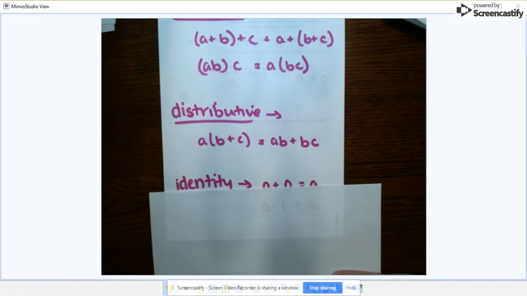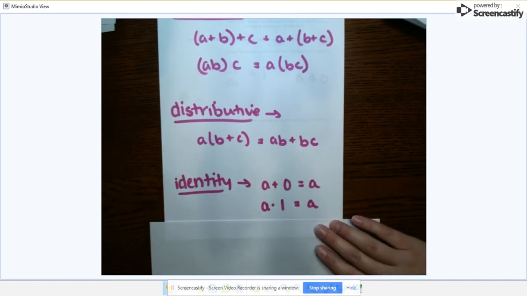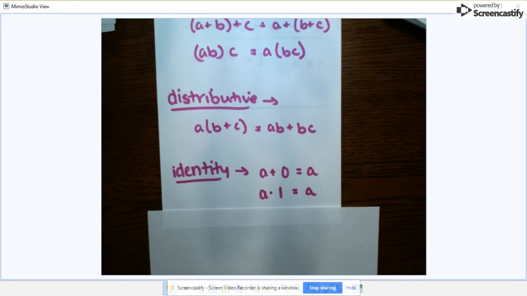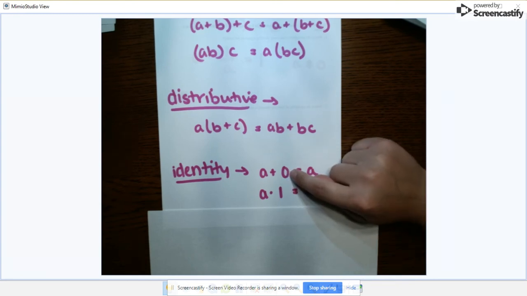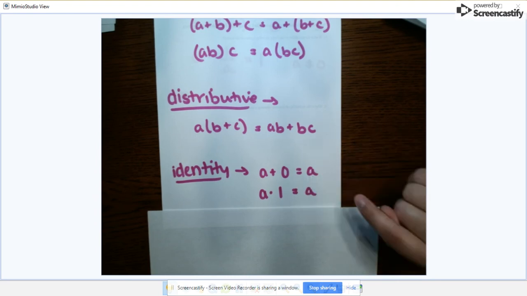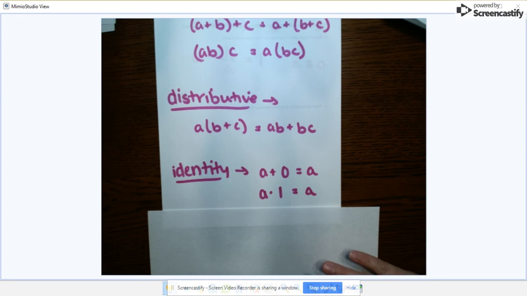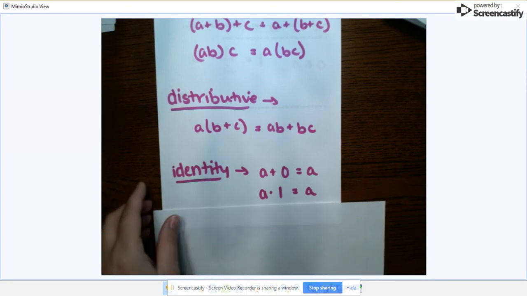Another property is the identity. So identity means that we want what we start with. So I want to be able to add something to a number without changing the original value. And in addition, that identity would be 0. So I can add 0 and it won't change my original value. In multiplication, that identity is 1. So 1 times anything gives us that same number. So the multiplicative identity would be 1.